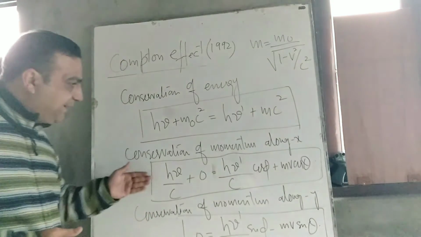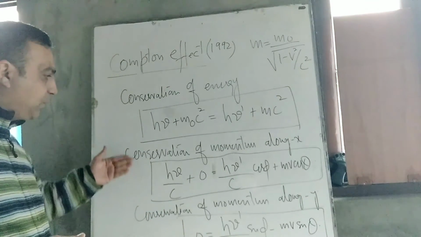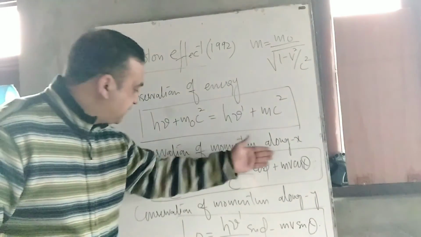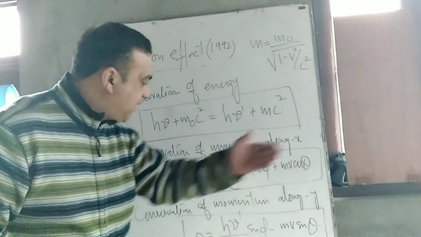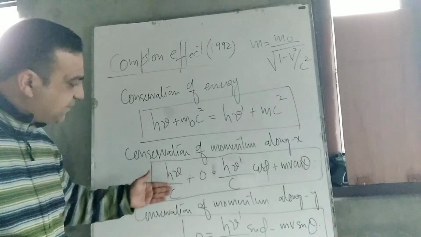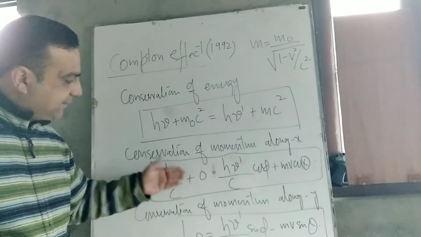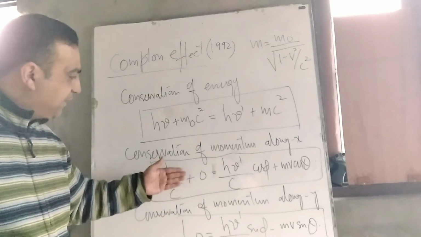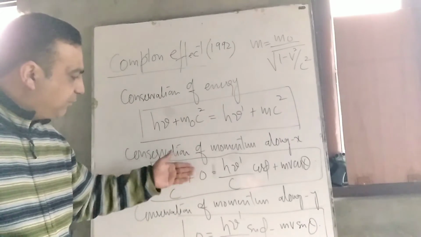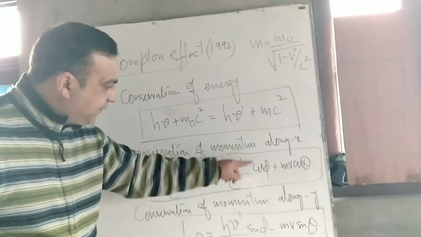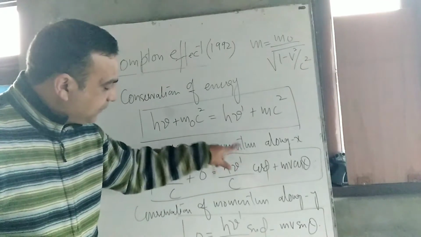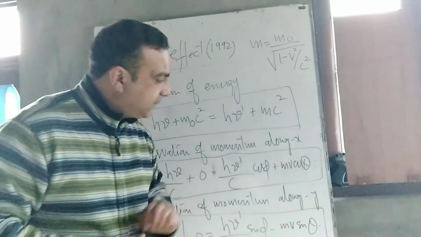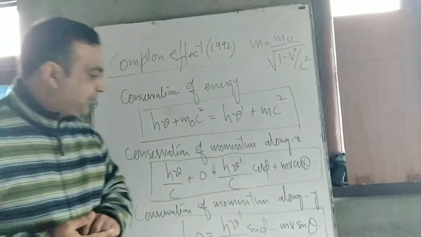So what we have done here, we have written down the conservation of momentum for this process along x. So this is conservation of momentum along x. That will be h nu by c plus, because your electron is momentarily assumed to be at rest, it will have zero momentum before the collision. So this will be the momentum of the recoil photon, and this will be the momentum of the recoil electron.